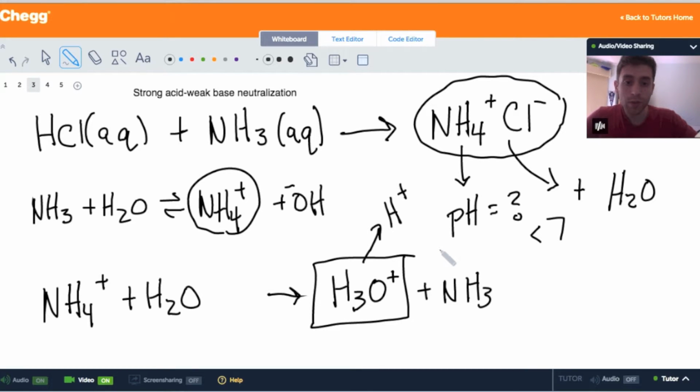And you can also do this intuitively. Since we're neutralizing a strong acid with a weak base, the acid kind of overpowers the weak base because it's strong and the base is weak. So it leaves with a slightly acidic pH of less than 7.